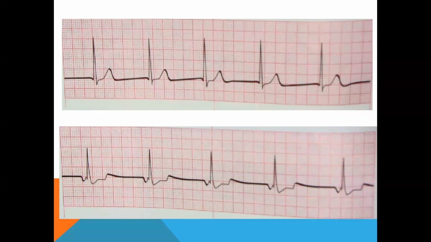An example of a junctional escape rhythm. Yes, junctional escape rhythm. So this one at the bottom, same thing. And then we see that the P wave is inverted. So we know the rhythm initiated from somewhere near the AV node.